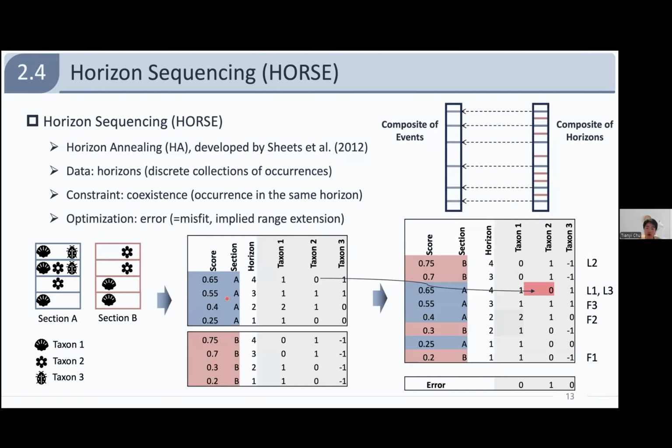So HORSE builds on the horizon annealing algorithm, which was originally designed to preserve local stratigraphic resolution by sequencing horizons rather than discrete events. While CONOP focuses on the global event order, HA introduced horizon-based optimization using simulated annealing. HORSE generalizes and significantly improves HA by incorporating more powerful optimization methods and a formal composite of horizons. This allows it to match CONOP in event resolution while uniquely retaining local fossil occurrences.